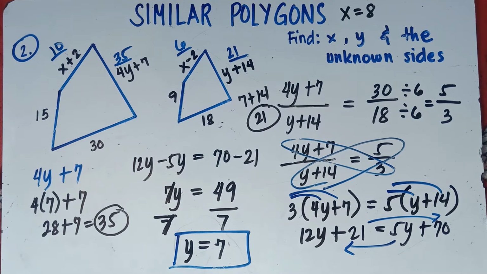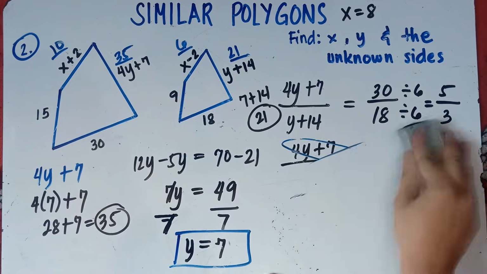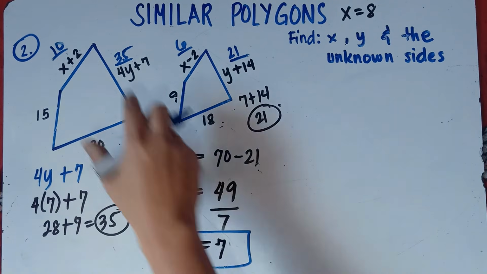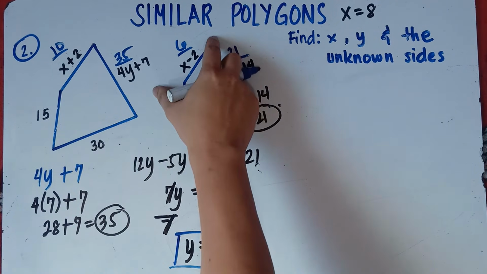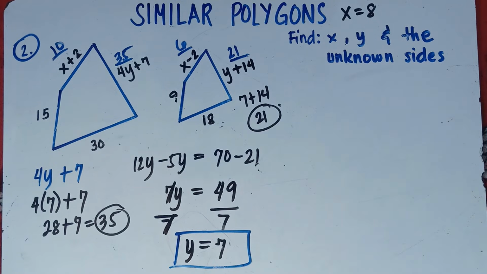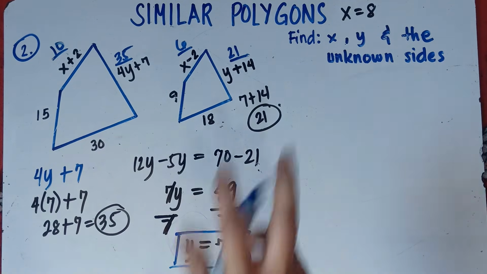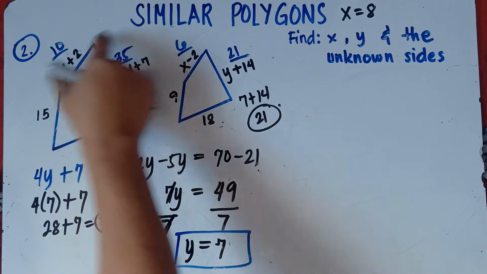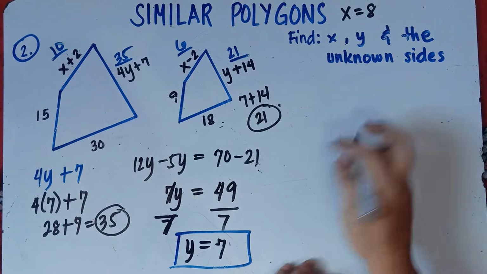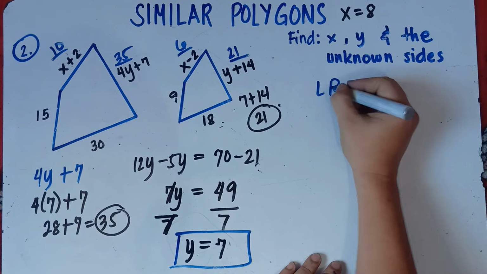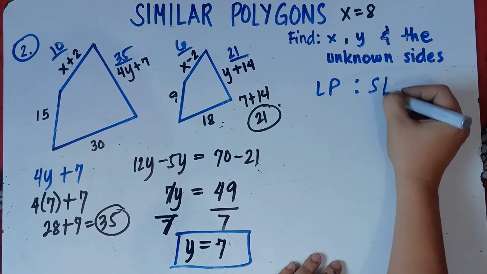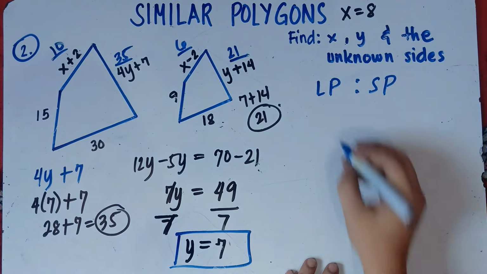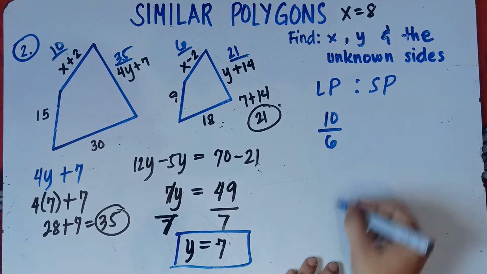Now by the way, if the teacher will ask for the scale factor, very easy class. To get the scale factor, that would be the ratio of the larger polygon to the smaller polygon. But once again, it depends on your teacher. If the teacher will say what would be the ratio of the smaller polygon to the larger polygon. So once again, this side over this side. So let's have the larger polygon to the smaller polygon. So to get the ratio, that would be 10 over 6.